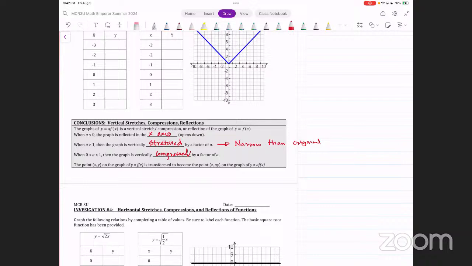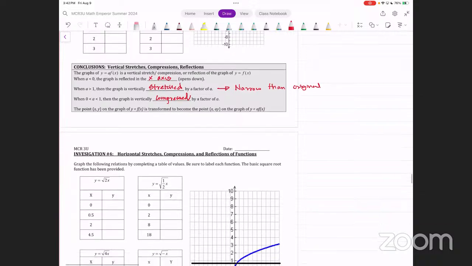We're going to come back to the next one that you're talking about. It's horizontal. We can also do the same thing horizontally. Horizontal is going to be opposite. If you stretch horizontally, it's going to be wider, and if you horizontally compress, it's going to get narrower. Make sense? Okay. That's the next investigation we're going to see.